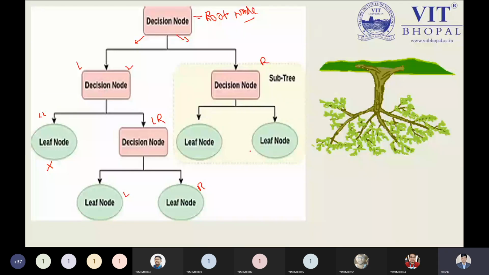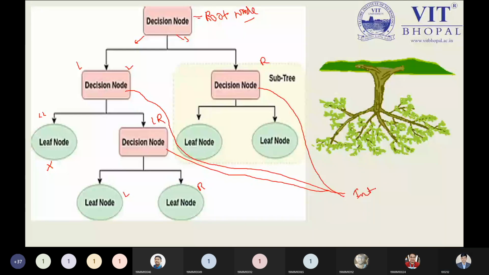You can observe the important point here: from root node to leaf node, there are other intermediate nodes available. Those are known as the internal nodes. So this would be, and that point also I can consider, our internal node. That is also identified as an internal node.